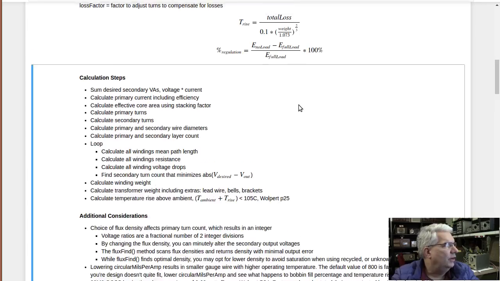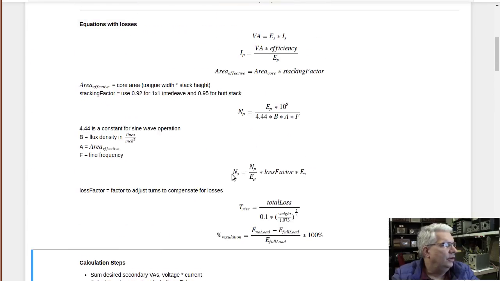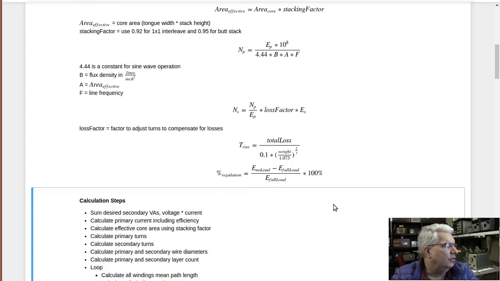There's a loss factor that he calculates in to determine the secondary turns, and then he determines the temperature rise based on the total loss that's been calculated based on the weight, and there's a little equation here that he goes through. And the last thing you do is look at the percentage of regulation, which is no load to full load, what the voltage change is actually there.